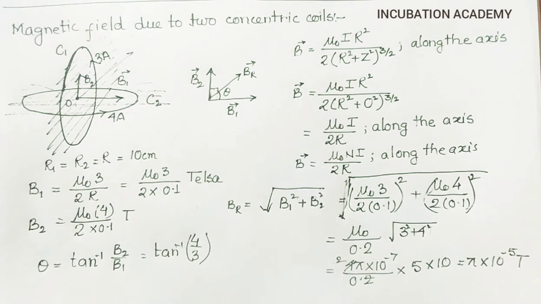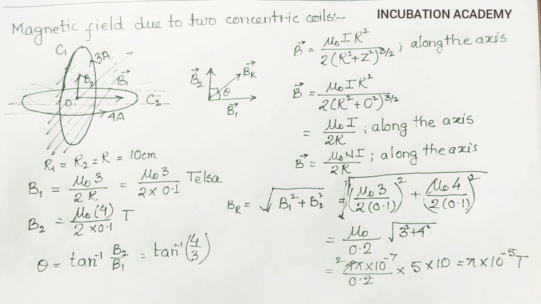So we learn how the magnetic field due to concentric circular coils can be found if they are in perpendicular planes.